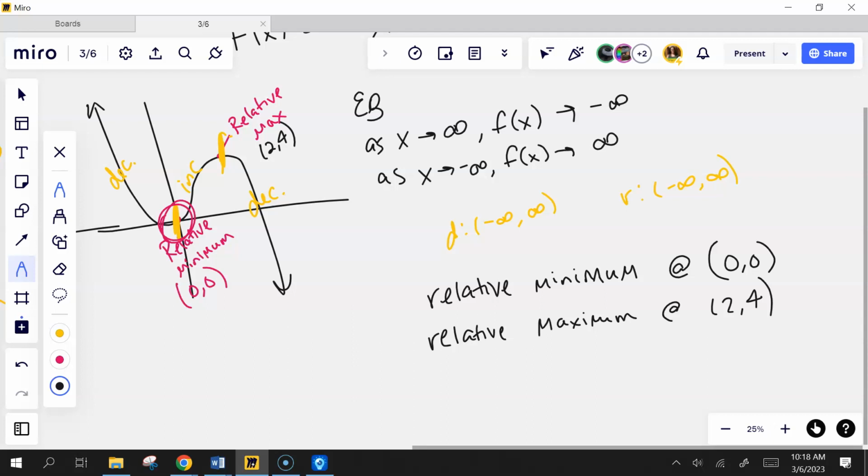Now, here's what else I have to do. I have to describe these increasing and decreasing intervals. Okay, so let me show you how we're going to do that.